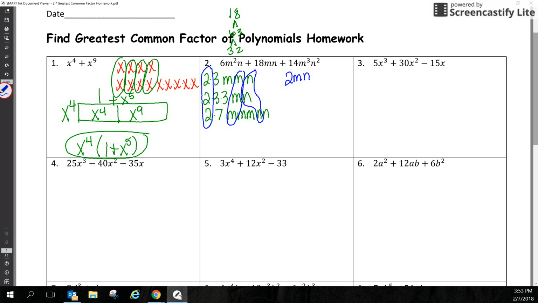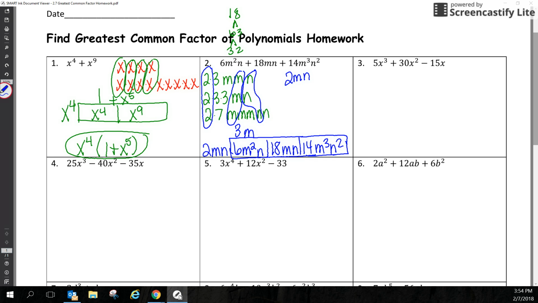We're running out of room here. Let's see if I can do it down here. So I've got 2mn on the outside. Inside my box, I've got 6m squared n, my first term, 18mn, and then 14m cubed n squared. What times 2 would give you 6? That's a 3. I've got 1 m, I need 1 more m, and I've already got my n, so I don't need an n for that term.